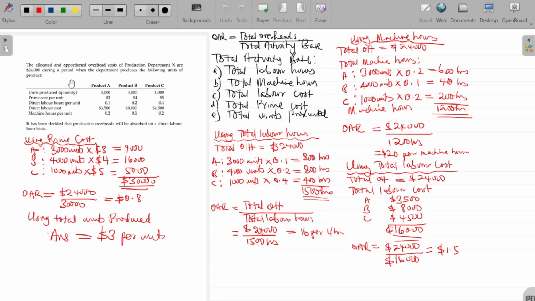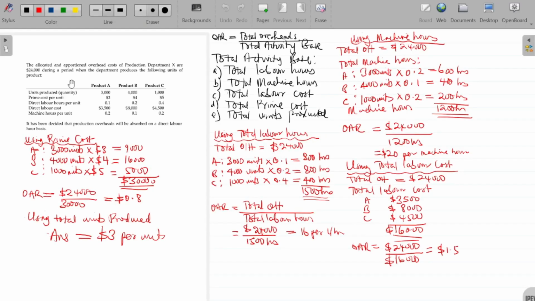Let's go straight to the question. The question on your left states the allocated and apportioned overhead cost of production department X are 24,000 during a period when the department produces the following units of products. You have products A, B, and C and the associated data with it.